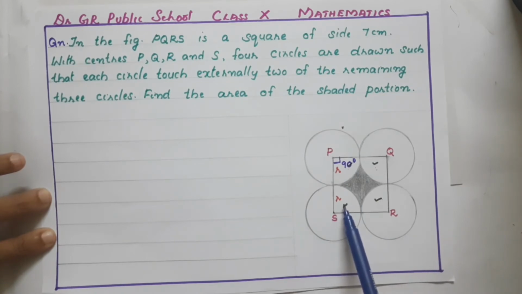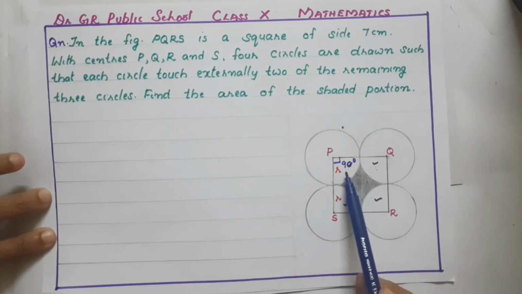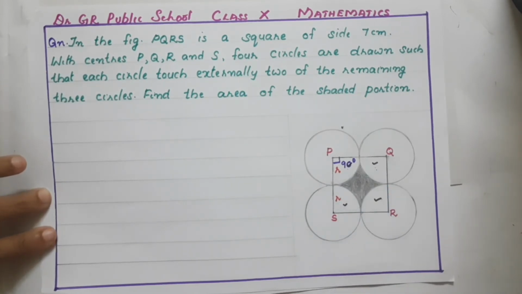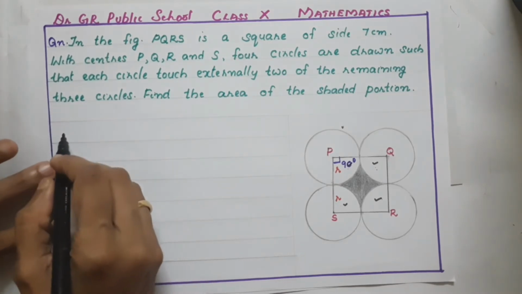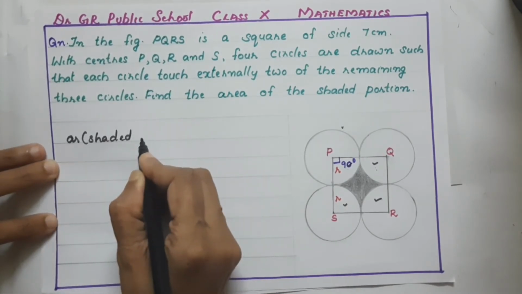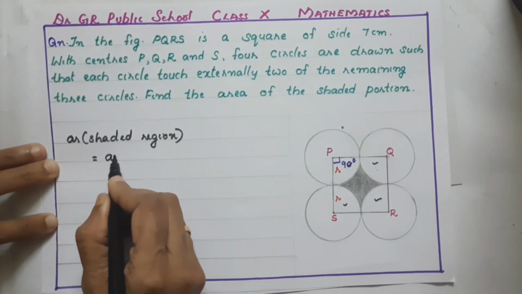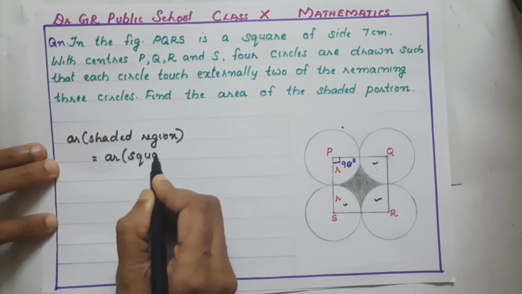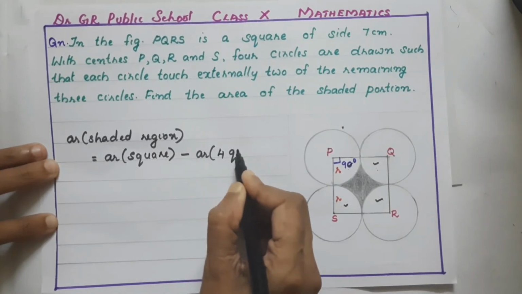So, what can we say? Area of the shaded region is equal to area of square minus area of 4 quadrants. Isn't it? So, we can write that. Area of shaded region equal to area of square minus area of 4 quadrants.